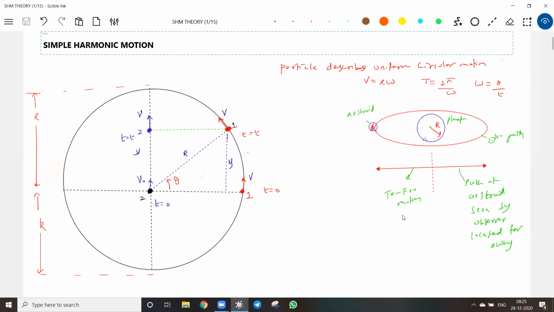Let me take help of this triangle. Sine theta is equal to y by r; let me call it a. So that's y by a. So y is equal to a sine theta. From here, theta we can write as omega t. And tell me, what is y? It is the displacement of a particle describing to and fro motion, or the displacement of the projection of a particle revolving in a circular path. So y is called the displacement.